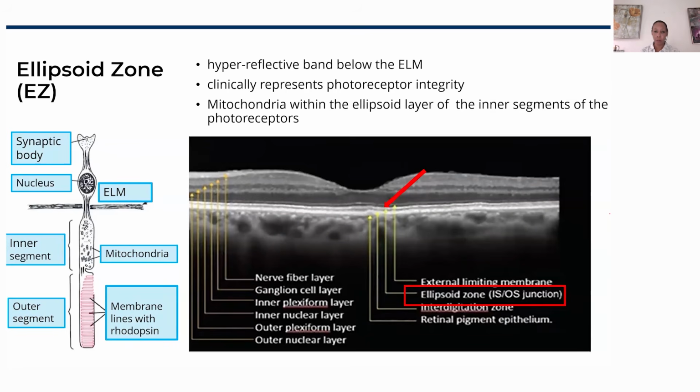The ellipsoid zone, just to clarify where that is, is a hyperreflective band just below the external limiting membrane. It clinically represents photoreceptor integrity because we're looking at the inner segment and outer segment of the photoreceptors. If that is intact, photoreceptors are intact, and there's a great chance we're going to pick up light and have good visual acuity, provided the rest of the connections within the retina are intact. So the ellipsoid zone, or EZ, is an important thing to look at.